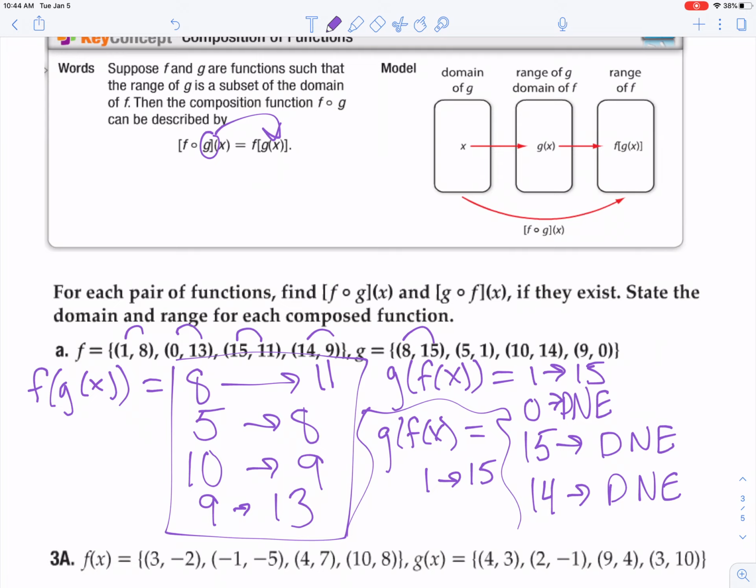Now it is possible that none of them will exist. In a situation like that, say, random example up here, g of f of x, you would just write does not exist, D and E. All right, I'm going to pause there, and I'll make a second video for 6.2 part 2.